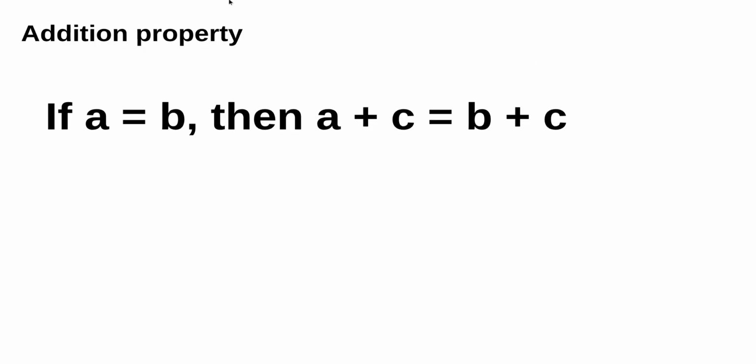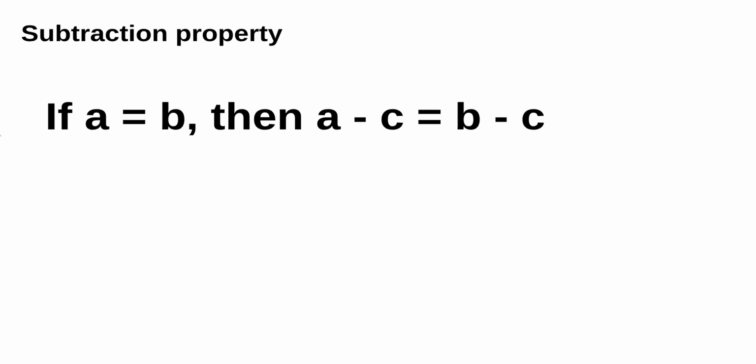If A equals B, then A plus C equals B plus C. So if you add any number to A and B, it will result in the same sum, because A and B are the same. If A is 5, B is 5, and C is 3, it'll be 5 plus 3 equals 5 plus 3, which is going to be 8. So it's going to be the same number.